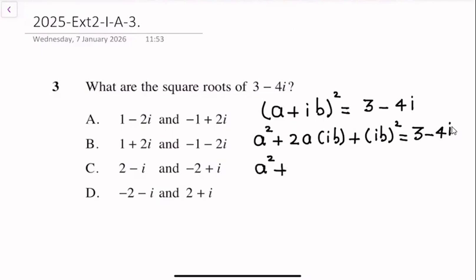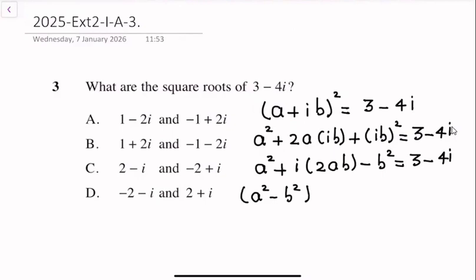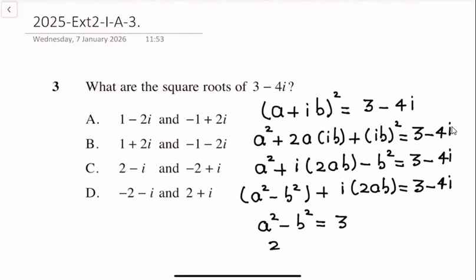A square plus i times 2ab. i square is minus 1, therefore it is minus b square, equal to 3 minus 4i. If we collect the reals and imaginary separately, a square minus b square is the real component. The imaginary component is i times 2ab. If we equate both real and imaginary parts, you'd get two equations: a square minus b square equals 3, as well as 2ab is equal to negative 4.